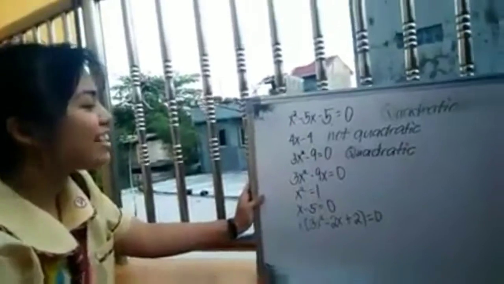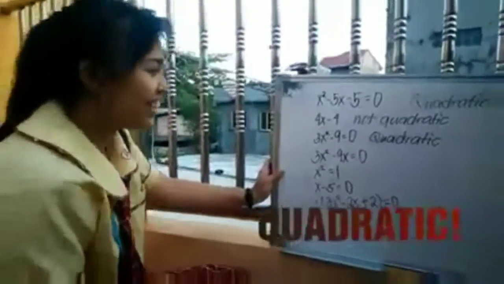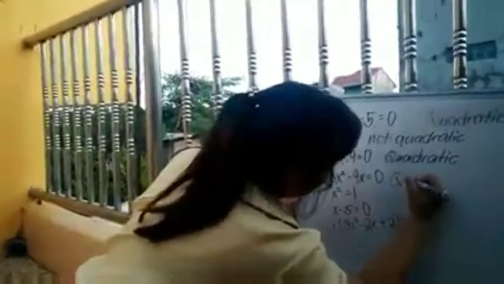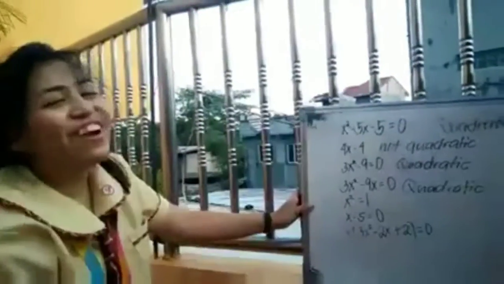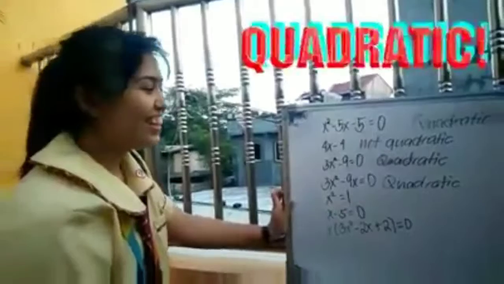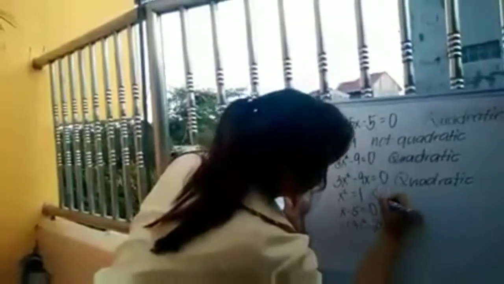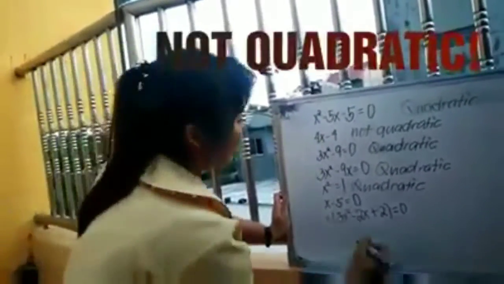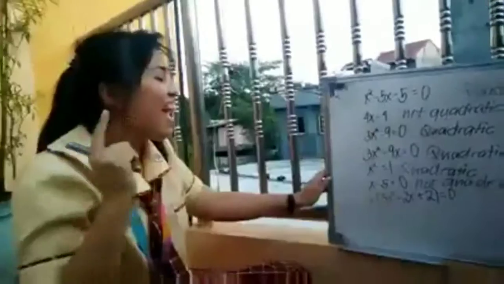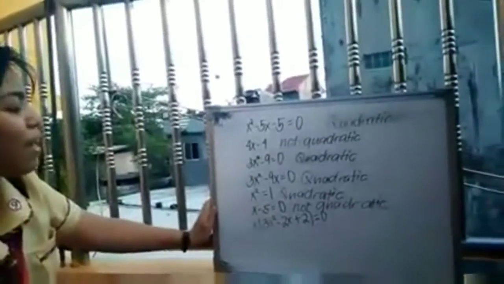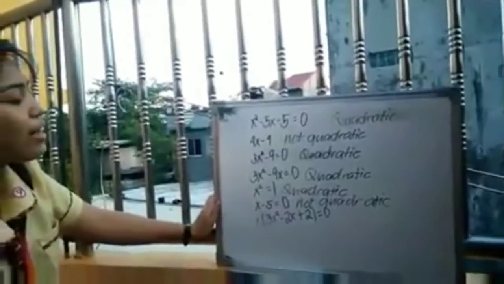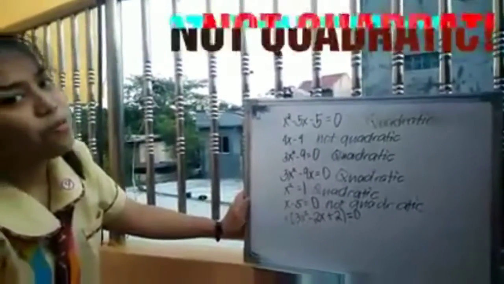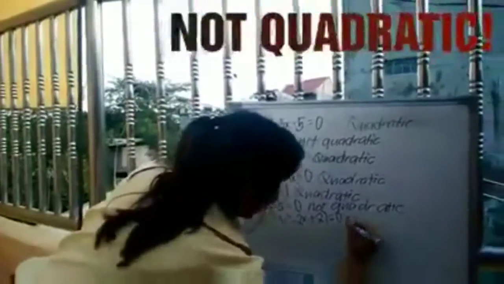3x squared minus 9x equals 0 is quadratic. Squared equals 1 is quadratic. x minus 5 equals 0 is not quadratic. x times the quantity 3x squared minus 2x plus 2 equals 0 is not quadratic.